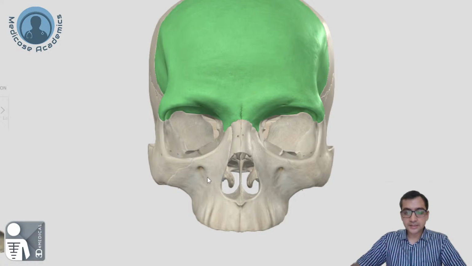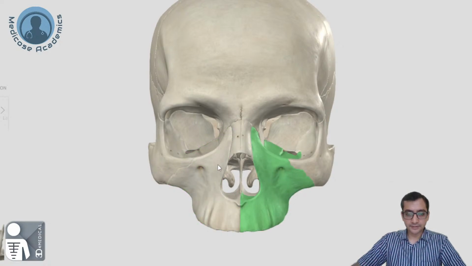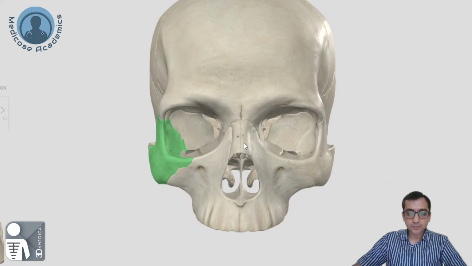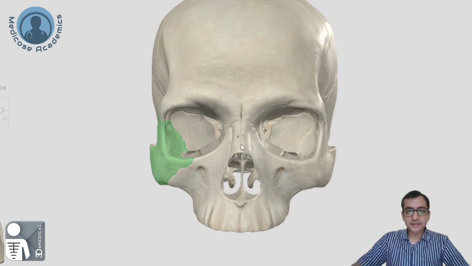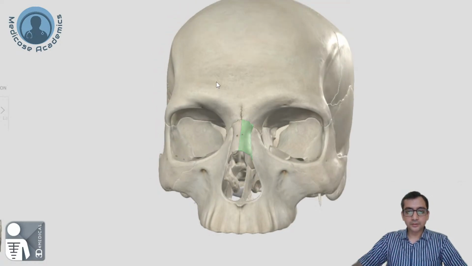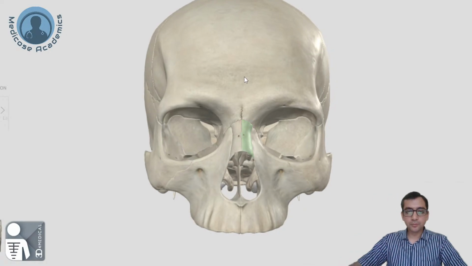Then this is the maxillary bone. There are two maxillary bones, one on the right side and the other on the left side. Then there is the cheekbone, the zygomatic bone. Then you see these bones, the nasal bones, right and left. So these are the four major bones you see on the surface: the frontal bone, the maxillary bone, the zygomatic bone, and the nasal bone.